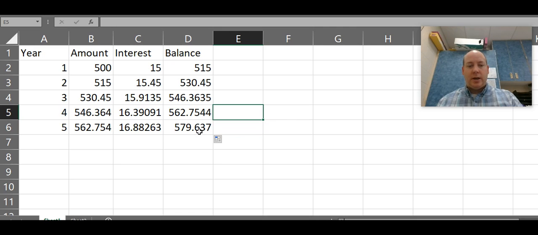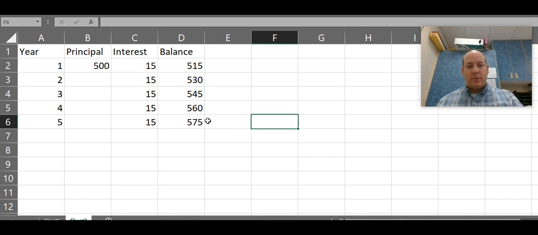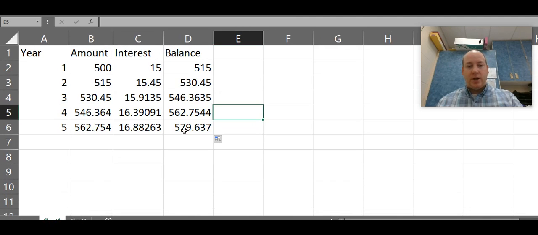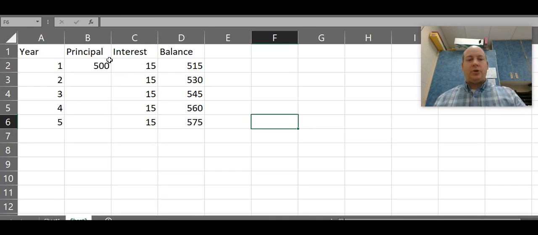So it's giving you interest on the new amount. And you'll notice at the end, I end up with $579.60, if I rounded that, 64 cents, whereas this one's $575. So I'm actually getting another $4.64 there. So again, compound interest, you get the interest off of the new amount. Simple interest, it's just that interest off the initial balance, so it's going to be the same each year.